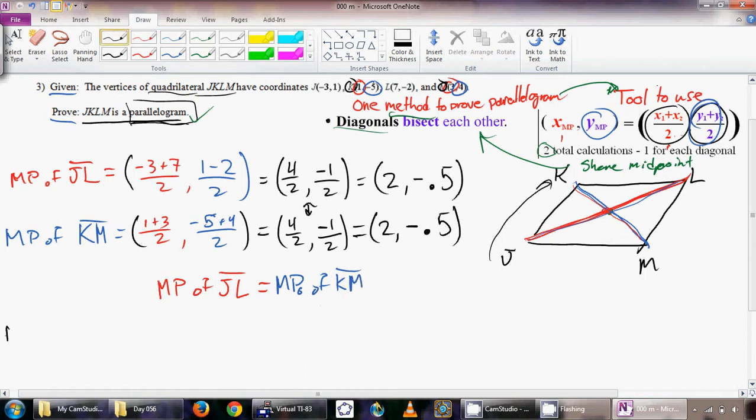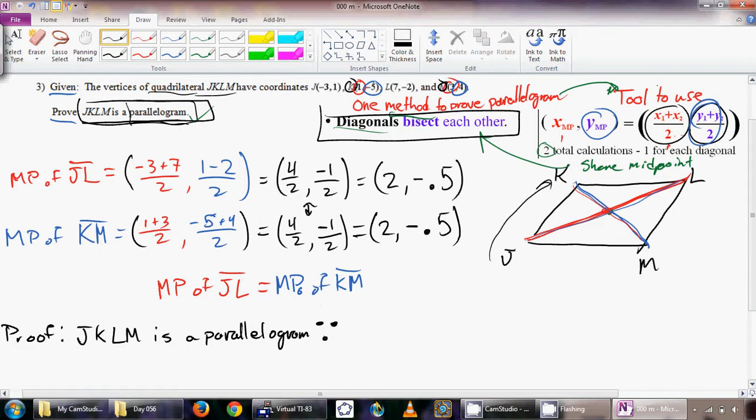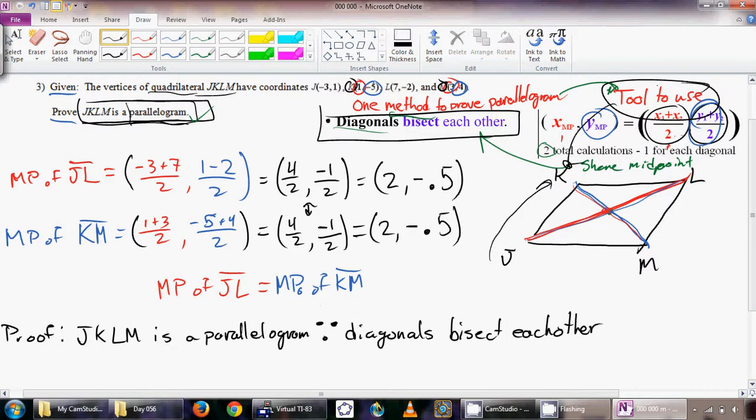And then when we write up our proof, we're going to start by restating what they asked us: JKLM is a parallelogram because, and then we're going to state the method of proof that we used. Because the diagonals bisect each other. And then it'd be nice to give them a little extra reason how we know they bisect each other. We would just talk about the tool we used and the fact that they share a midpoint.